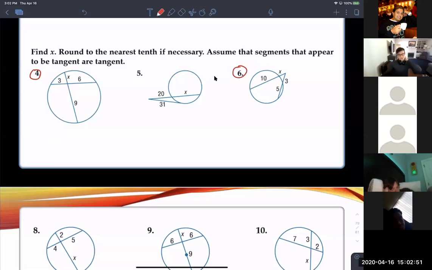Is x equals 2? Number 4. Hey, how'd you do it? 9 times x equals 3 times 6. So if it's inside, it's piece times piece equals piece times piece. So 9 times x equals 3 times 6, and you can solve.